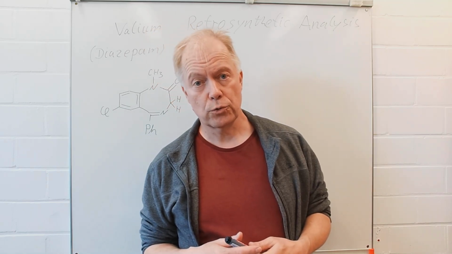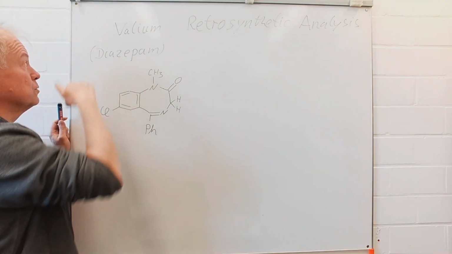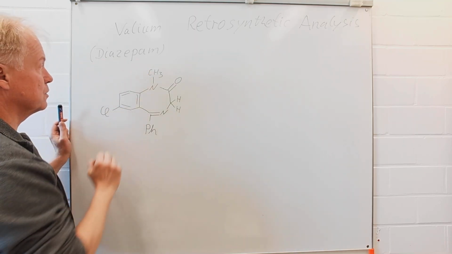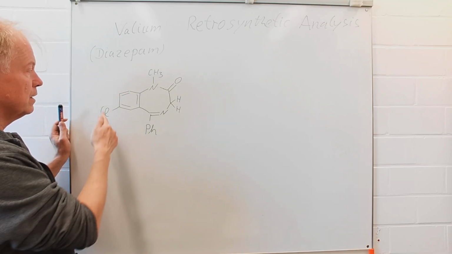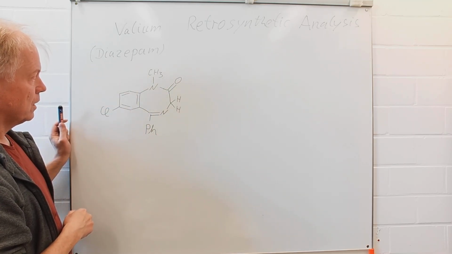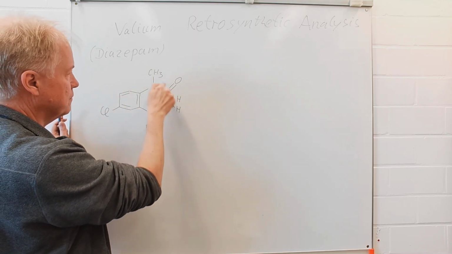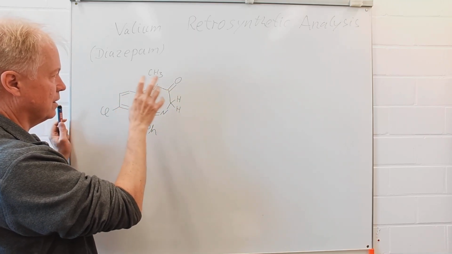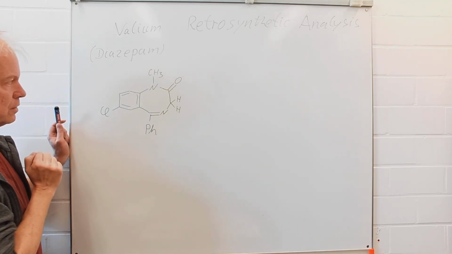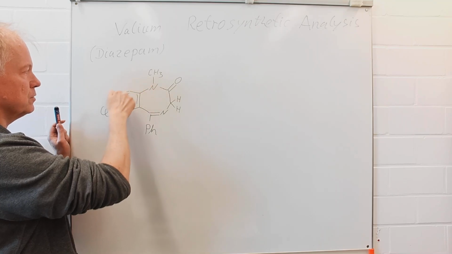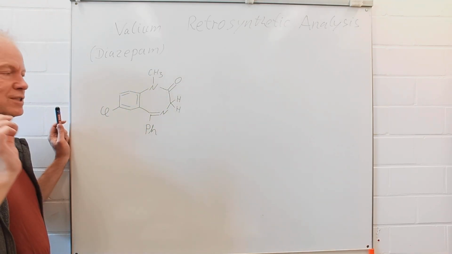In today's tutorial we will try a retrosynthetic analysis of Valium, also known as Diazepam, a rather strong sedative. This is the structure. So we have a benzene ring here, a 7-membered ring on that side annulated with 2 nitrogens. And this parent structure is called a benzodiazepine.